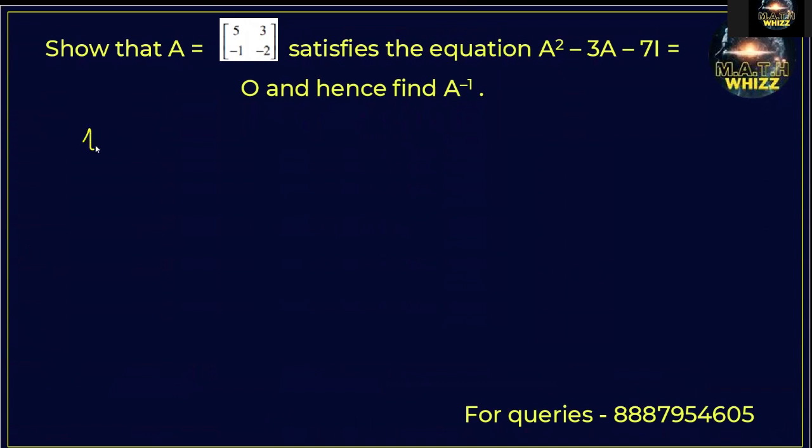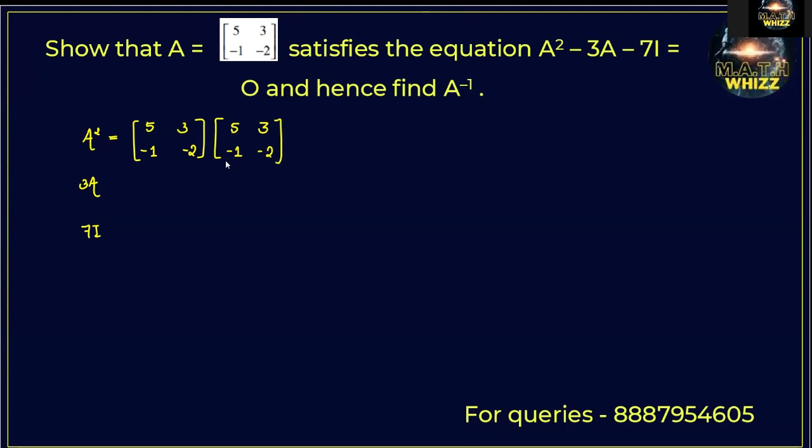You have to find the A squared value first, and then find 3A, and then 7I. 7I is easy because this is a 2 cross 2 matrix, which means you multiply 7 with an identity matrix. So let's first find A squared. 5, 3, minus 1 and minus 2, times 5, 3, minus 1 and minus 2.